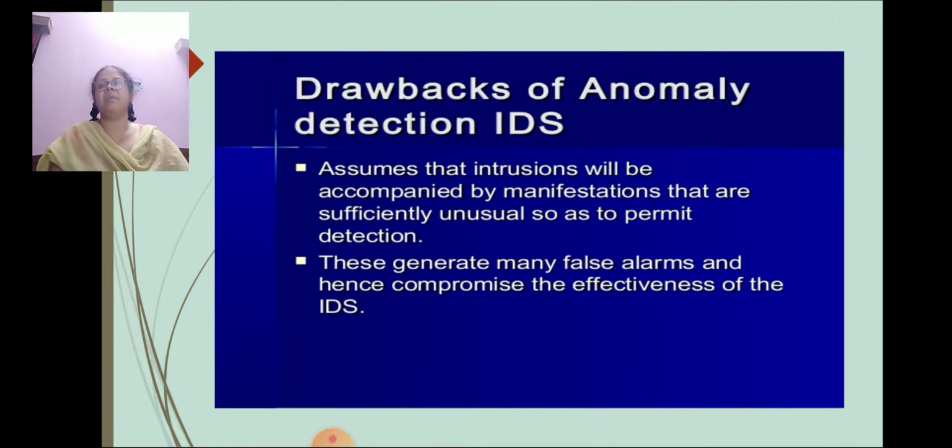What are the drawbacks of anomaly detection IDS? It assumes that intrusion will be accompanied by manifestations that are sufficiently unusual so as to permit detection. These generate many false alarms and hence compromise the effectiveness of IDS.